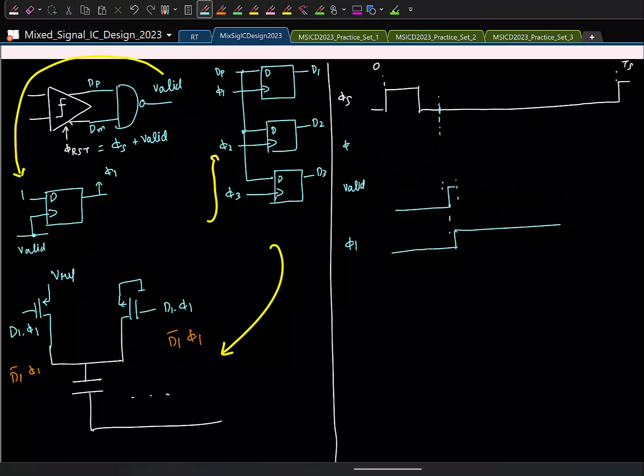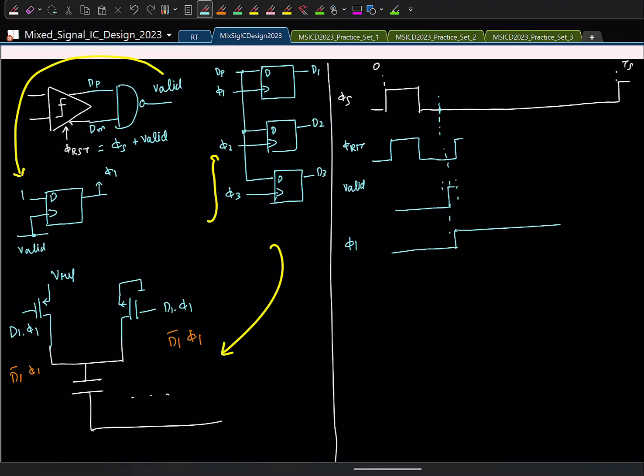If I draw the reset signal, initially it was phi s. Now we are also adding the valid signal to phi s, and I will be adding the two signals using an OR gate, right? So after a short delay, this is when valid goes high. After a small delay of the OR gate, the reset signal will go high. Is that okay?